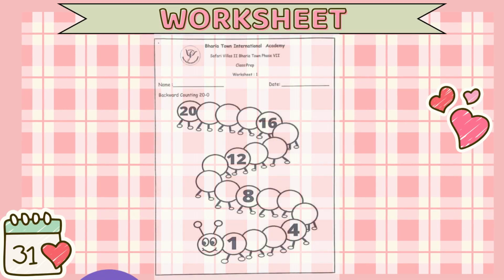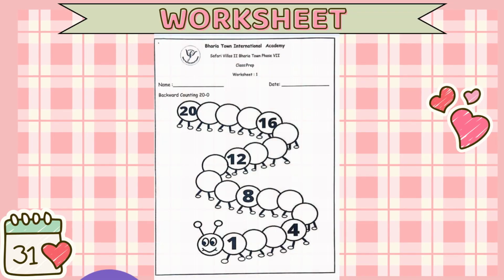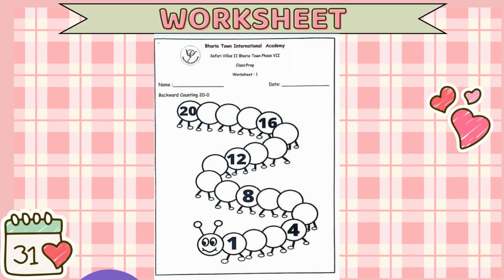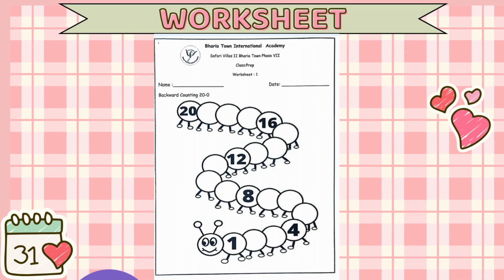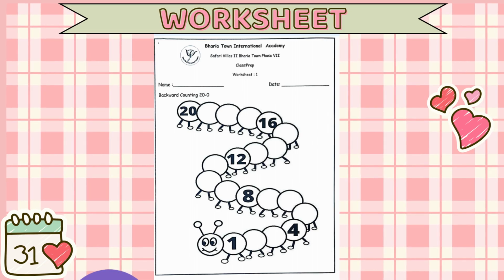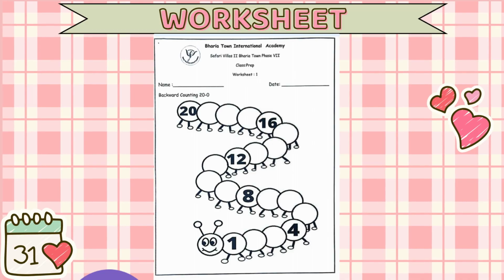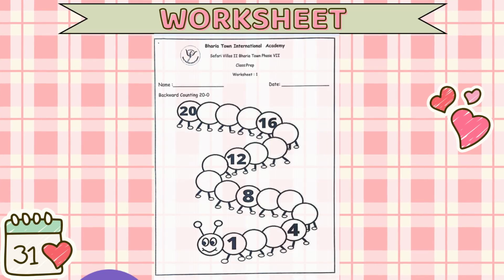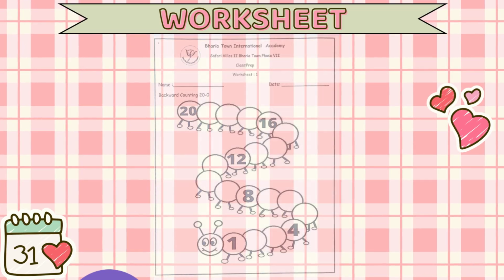Okay kids, here is a practice sheet, a worksheet for you. You can write down backward numbers from 20 till 1 on this caterpillar. So after this, you will color this caterpillar as well.